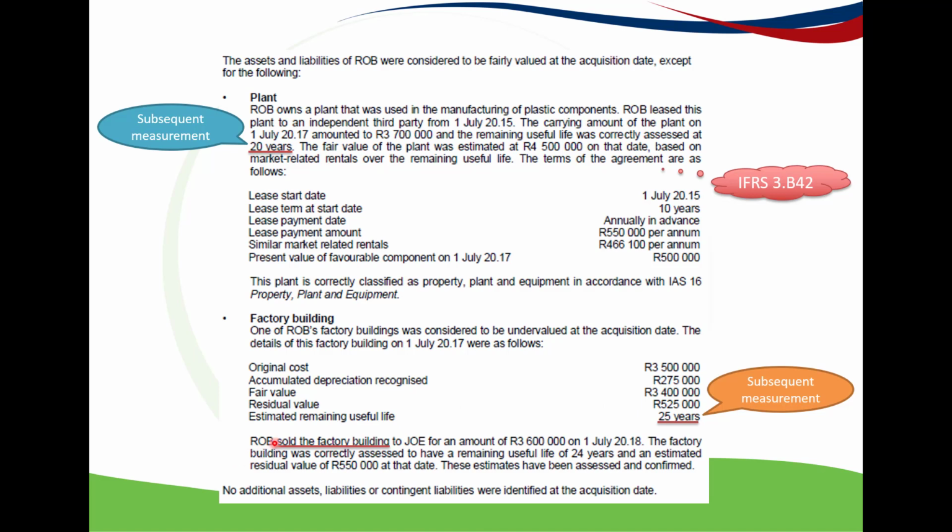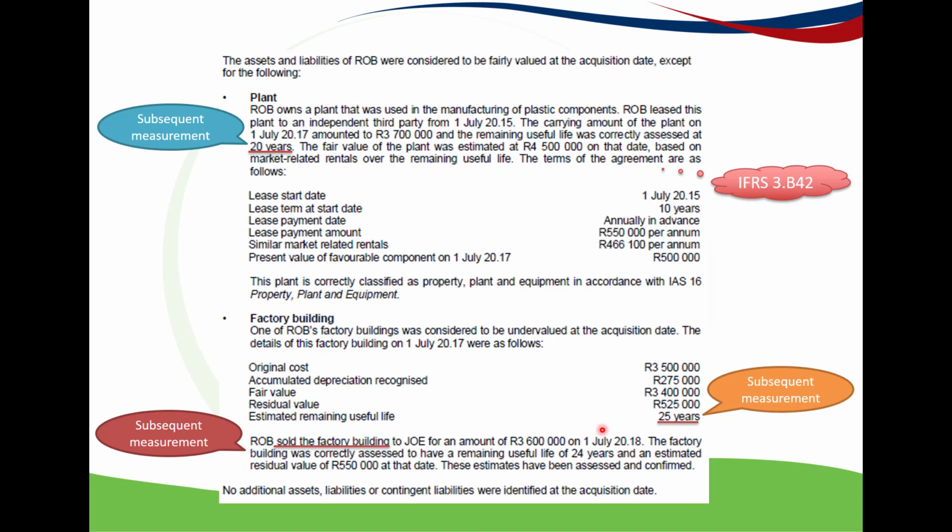But then the next paragraph tells us that Rob, the subsidiary, sold the factory building to Joe, the parent, on 1 July 2018. The factory building was correctly assessed to have a remaining useful life of 24 years, which is 1 year less than what it was 1 year prior, so we know it hasn't changed, but the residual value has increased. These estimates have been assessed and confirmed. So here we should remember that there's actually two portions for the factory building. One will be the at acquisition adjustment, recognition of the fair value adjustment that we also will have to depreciate for 1 year up until the date of the sale.